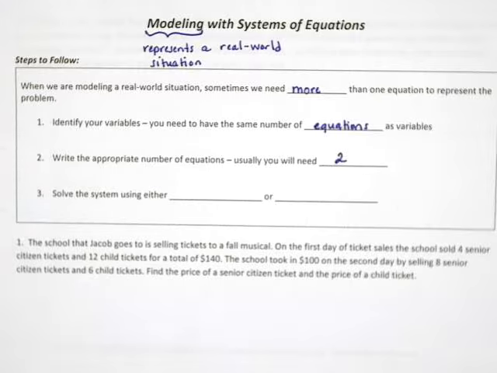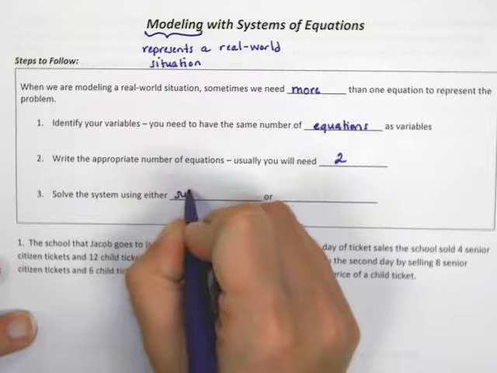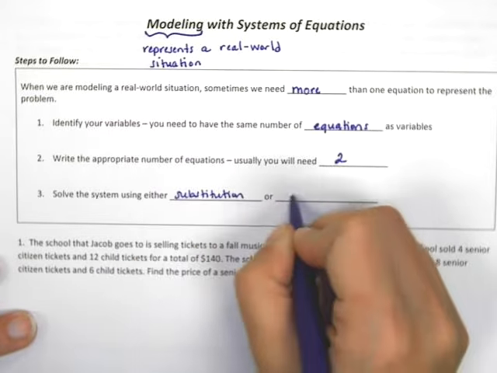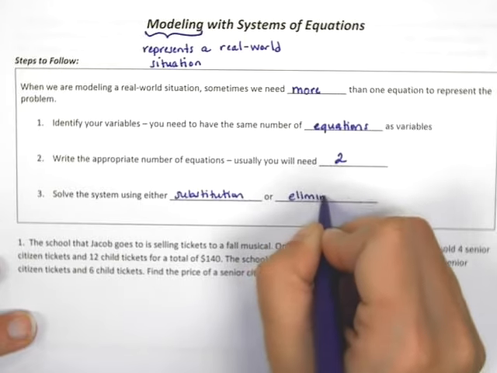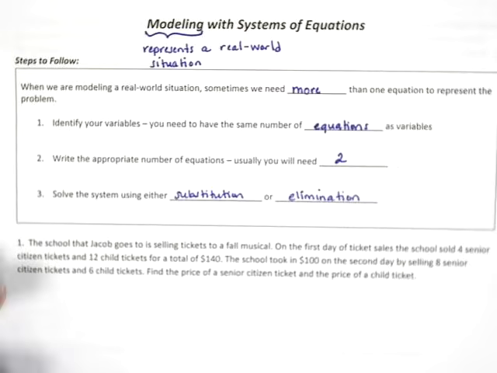And finally, you're going to solve the system using either substitution or elimination, which we've been practicing for a couple days now, so we kind of know how to do those things. By the time you get to step 3, you should kind of know what to do because we've already practiced step 3. So let's read through a couple problems, practice identifying the variables, setting up some equations, and then solving.